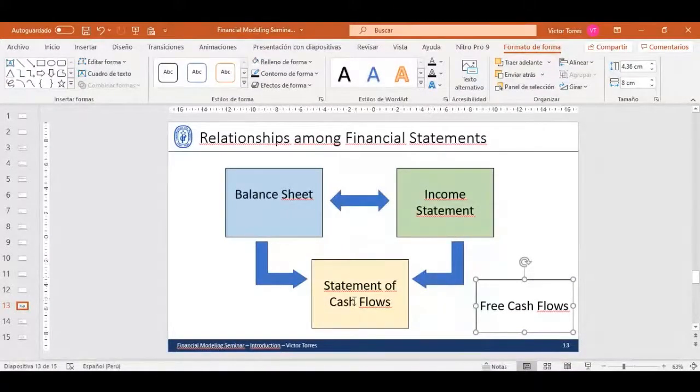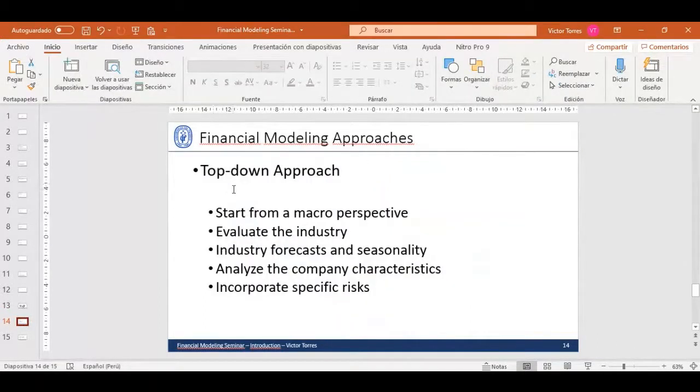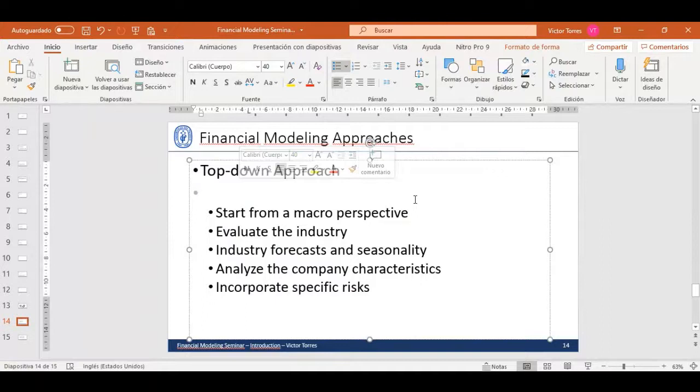If we are capable of coming out of the statement of cash flows, that's fine, but we're basically going to be using information from the balance sheet and income statement to come up with this free cash flow approach. That is going to allow us to correctly estimate the value of a particular company. That's what we're going to be drilling into in the coming weeks.